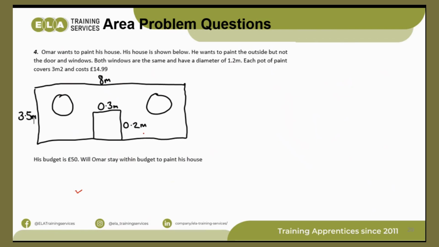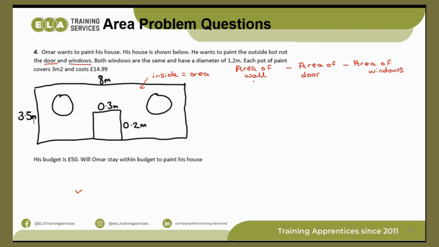Okay, the first thing to establish is what type of question it is. So he wants to paint a wall. Because it's the outside surface, it equals the area. But we know he doesn't want to paint the doors and the windows. So what we are going to have to do is the area of the wall, take away the area of the door, and then take away the area of the windows. So now we've established this, we can work through each part.